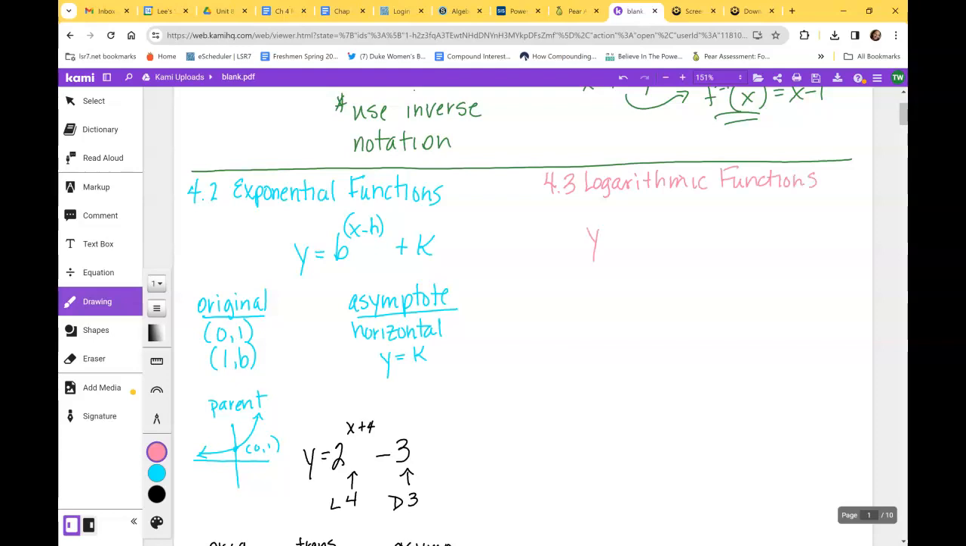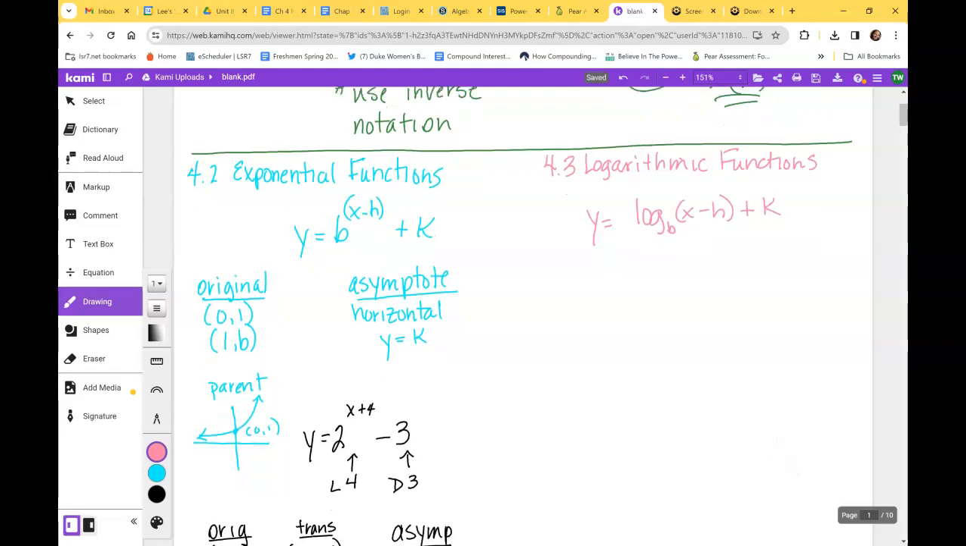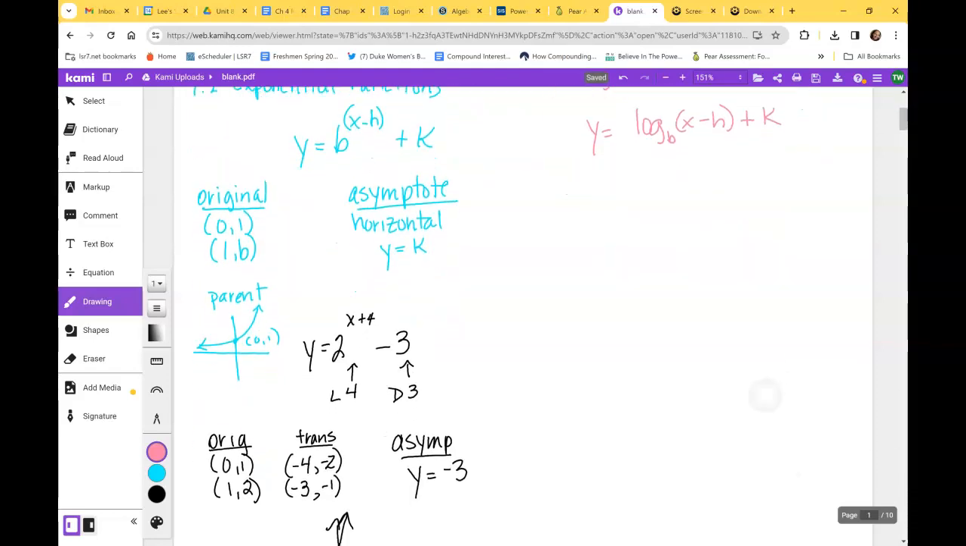Okay, in this one, you're going to have y equals the log base b of x minus h plus k. Okay, and the same thing where h goes left and right and k goes up and down. For this one, our original critical points are going to be 1, 0 and b, 1. Notice these are exact opposite of the exponential ones.